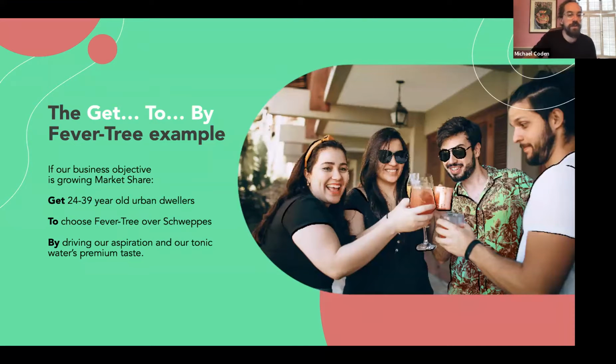So get 24 to 39-year-old urban dwellers to choose Fever Tree over Schweppes, which is your steal share, by driving our aspiration and our tonic water's premium taste. So you saw their disruption opportunity was in that aspiration section where they were edging out Schweppes, and their premium taste was that performance measure that was the most important in the category that they were very competitive on. Serge, anything that you want to build on this, coming from an agency perspective, around how important it is to get this part right before we go on to the execution side of it?